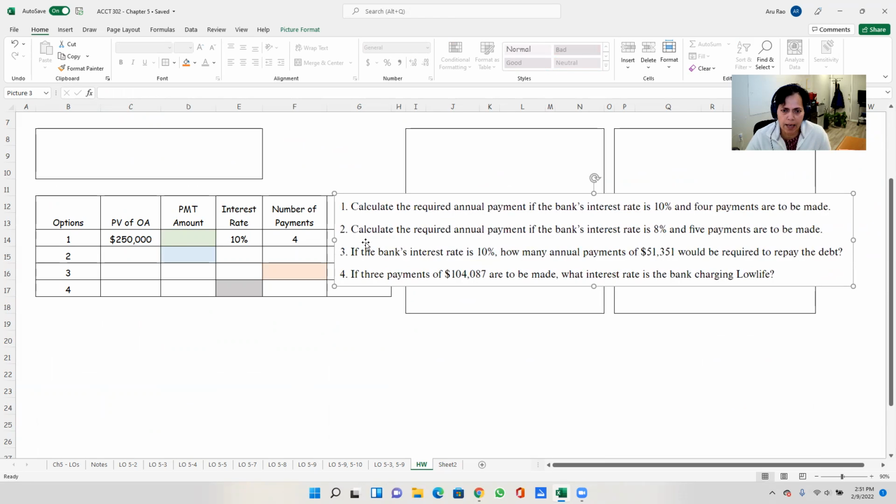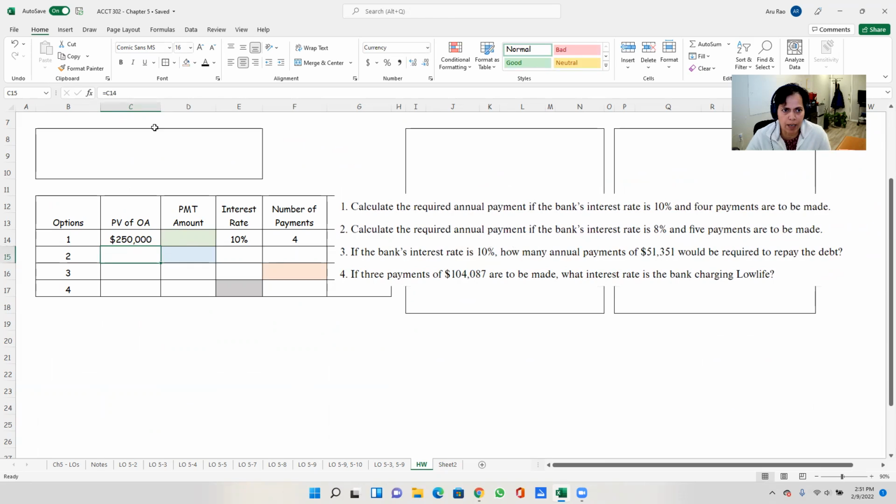The second one says calculate the required annual payments if the interest rate is 8% and 5 payments have to be made. Okay, so we still have the same present value. That's actually not going to change in all 4 cases, so I can just copy that down over. Now in the second case, instead of 10%, it's going to be 8%, and the number of payments is going to be 5. So they've lowered the interest rate, but increased the number of payments by 1.